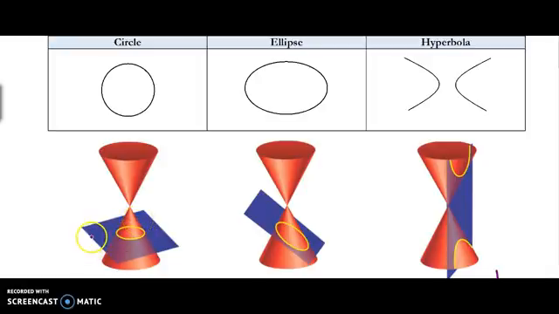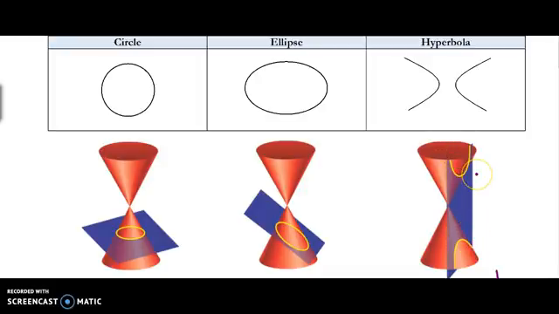An ellipse is when you place the plane on a diagonal, so that it elongates the circle, and then it would form an ellipse. And the last one is a hyperbola, where your plane is perpendicular to the base, or very close to perpendicular, where it cuts both sections of the cones.